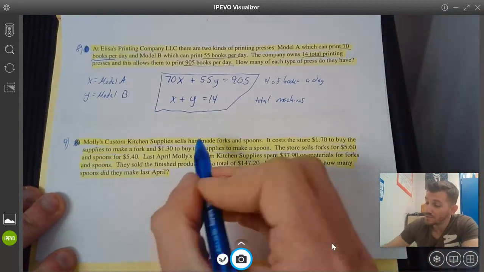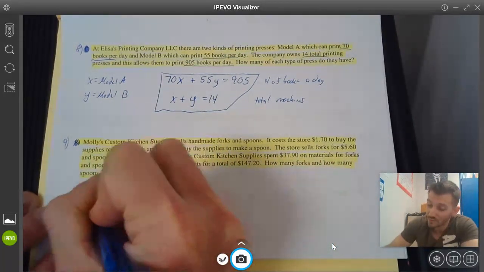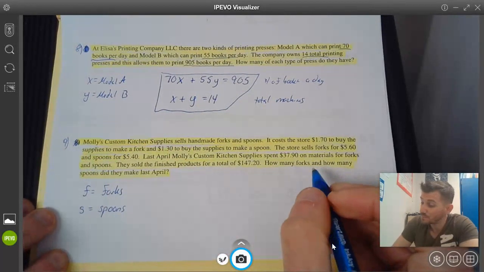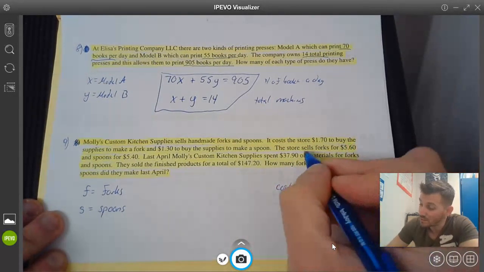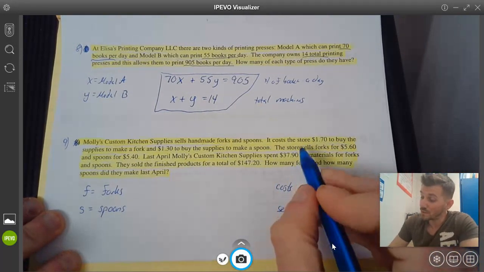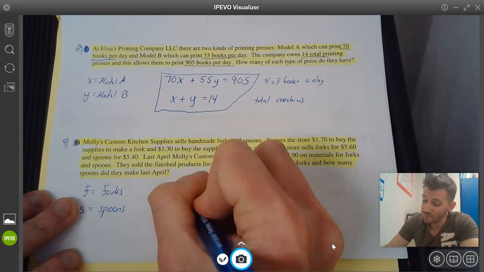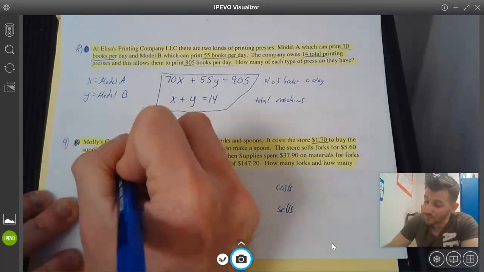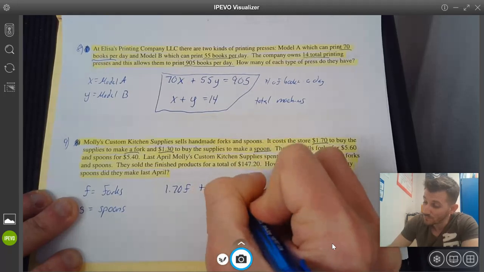So they sell handmade forks and spoons. You can take a guess what your 2 letters are. We got forks for F, and spoons we'll call S. All right, so it costs the store. One equation is going to be how much it costs, and another one is how much that it sells. You got to pay really close attention to this one. So it costs the store $1.70 to make a fork. So $1.70 for every fork, and $1.30 to make a spoon. $1.70 for a fork, $1.30 for a spoon. So plus $1.30 for a spoon.